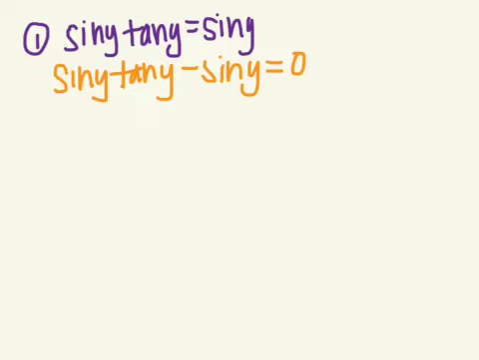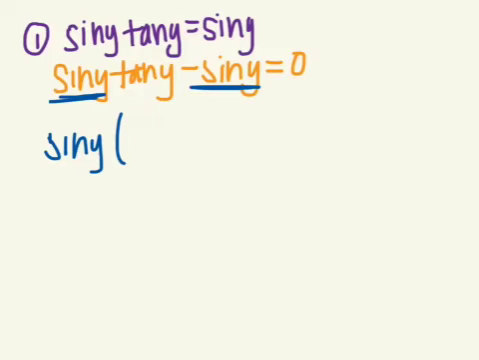And sometimes when we do these trig functions, we want to try to get all of the trig functions to be the same. So either like all sines or all cosines. And we do that so that we can factor it. But for this one, we don't need to do that because we already can factor it. Both terms already have a sine y in common. So I can go ahead and factor that out.